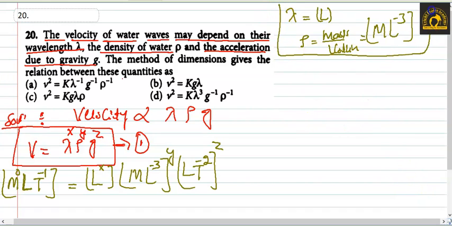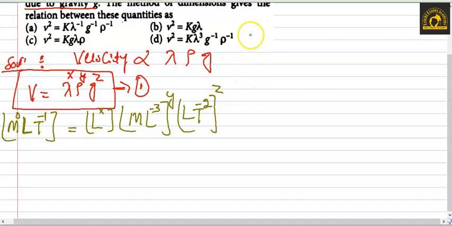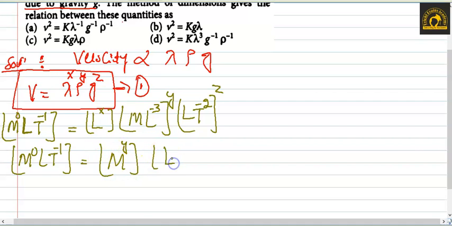Okay, so then that is M to the power of 0, L to the power of 1, T to the power of minus 1 on the left side. On the right side: M to the power of y, then L to the power of x minus 3y plus z, then T to the power of minus 2z.